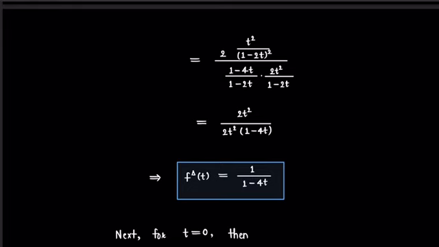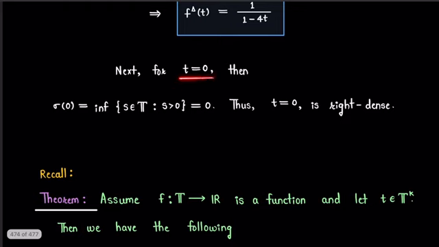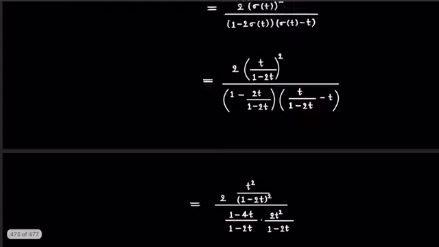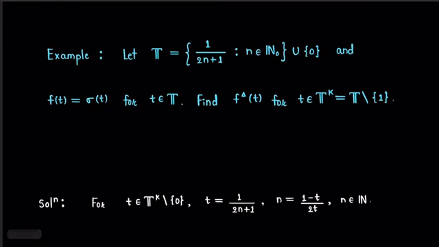Now what will happen if we consider t equals 0? So next, for t equals 0, we have sigma of 0 is the infimum of the set of all points s in time scale T such that s is strictly greater than 0. Now clearly here the infimum of this set is 0. So we have the point t equals 0 is a right dense point, and we can clearly observe this thing for the given time scale.